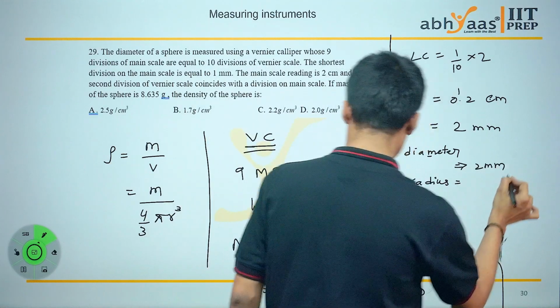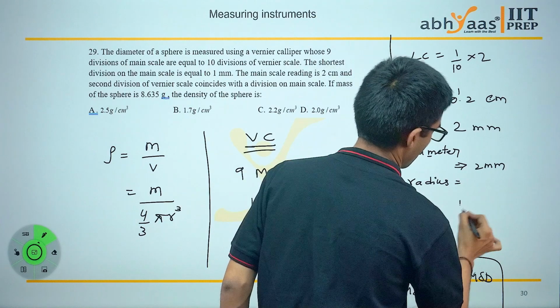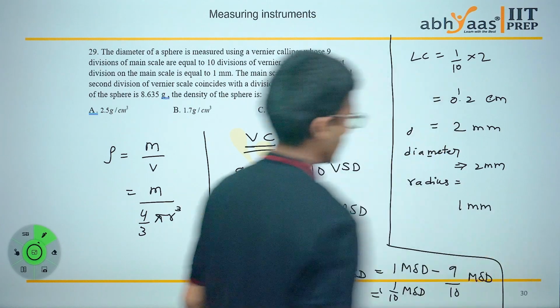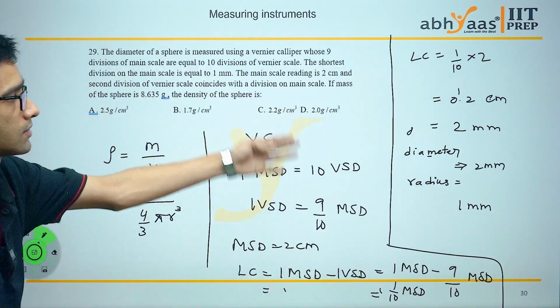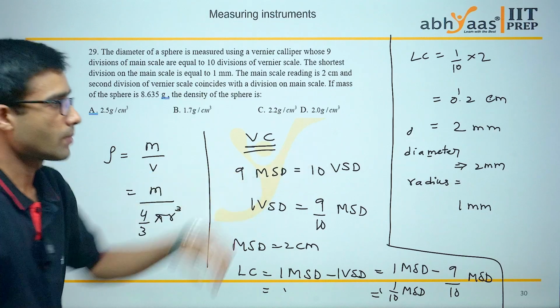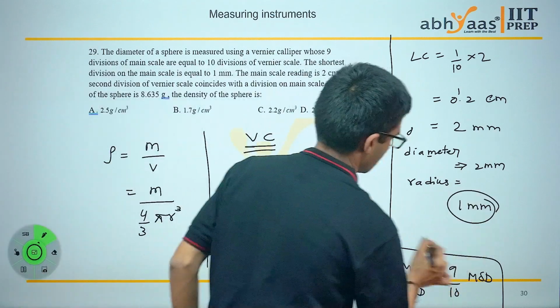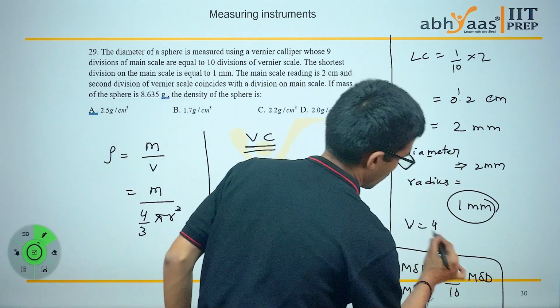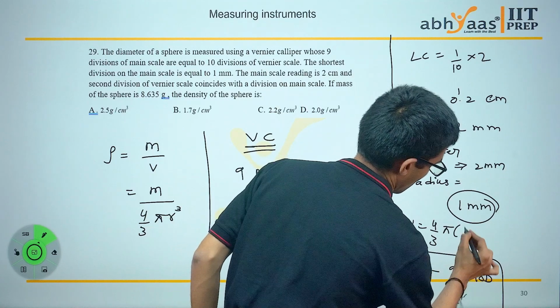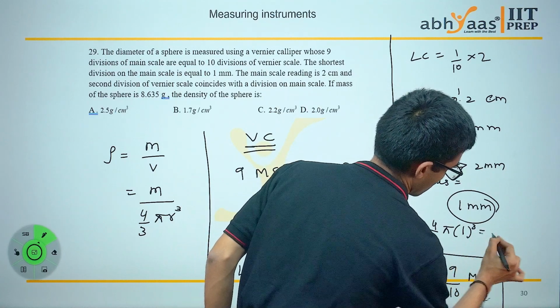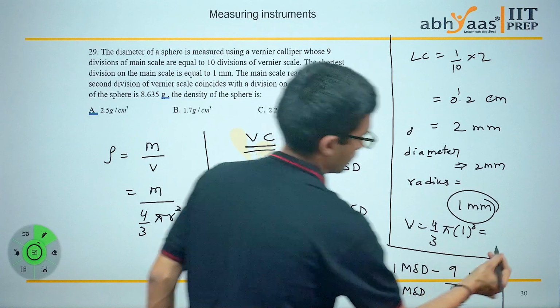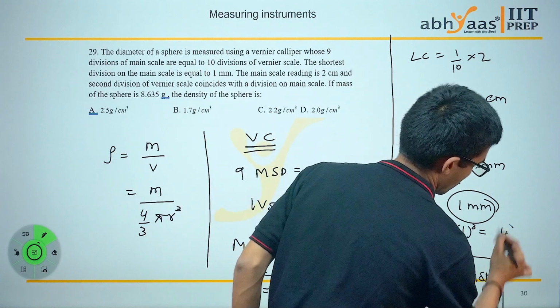That means the radius will be 1 mm. Okay. So from this you can understand the diameter I got directly is 2 mm. Radius will be 1 mm. So calculate V is equal to 4 by 3 pi r cube, that is 1 mm cube. So you will get the value around 4 if you calculate.